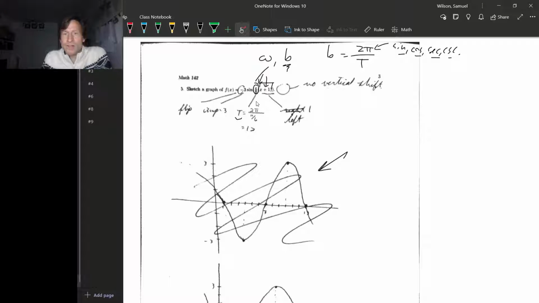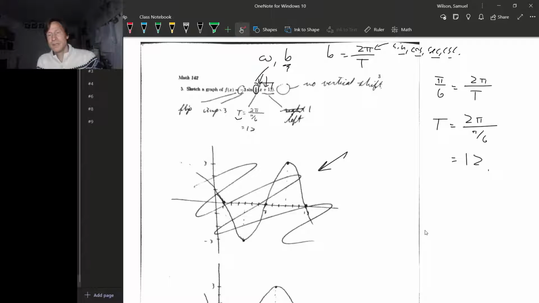So for us, this coefficient is pi over 6. So we get pi over 6 equals 2 pi over T. And then we need to solve for the period, capital T. And you get T equals 2 pi divided by pi over 6. And then you have to simplify this fraction, and you get 12. So the period is 12.